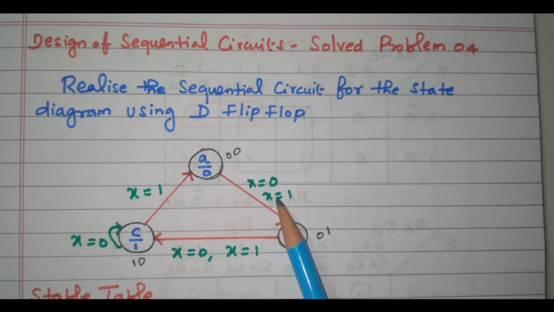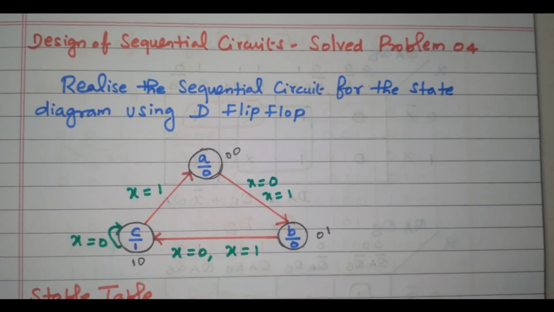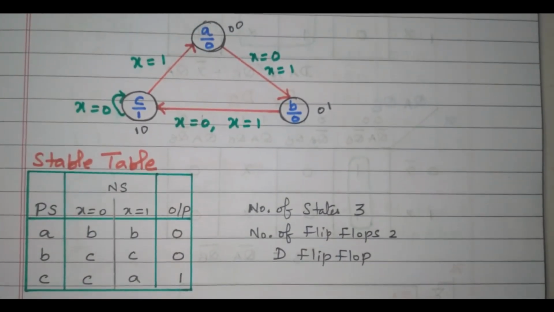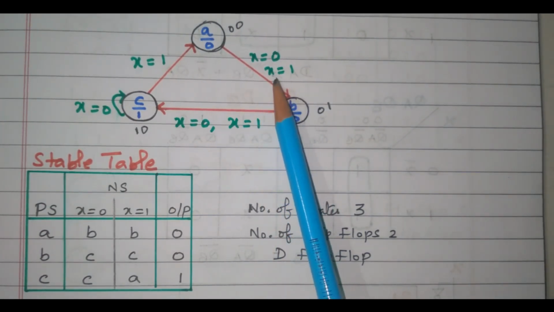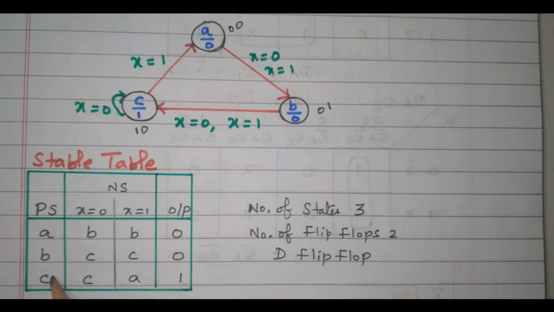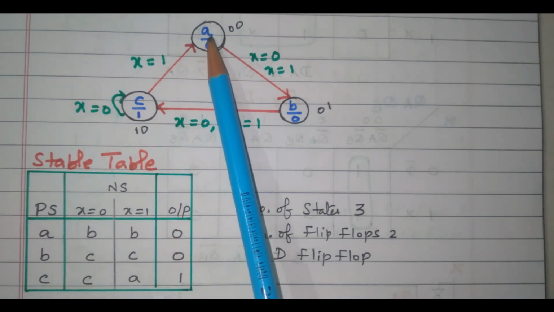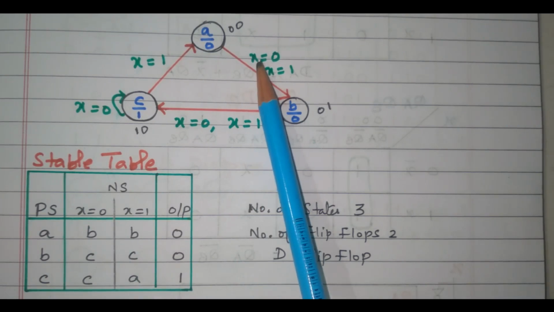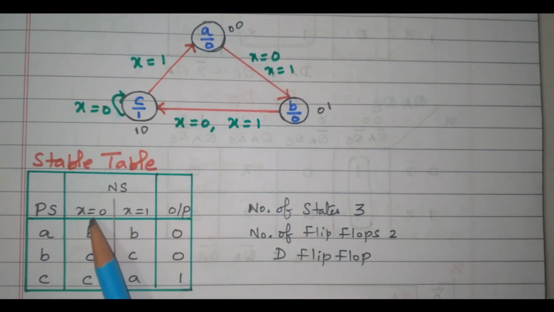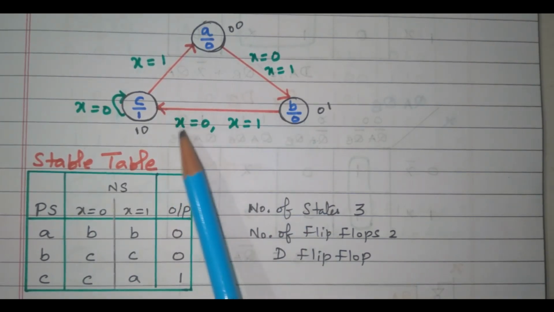So from this we need to develop the state table. From the state diagram, first we need to develop the state table. See this, A goes to B for x equal to 0 as well as x equal to 1. This is the present state, and this is the next state for x equal to 0, x equal to 1. So A goes to B for both x equal to 0 and x equal to 1. The output is 0.